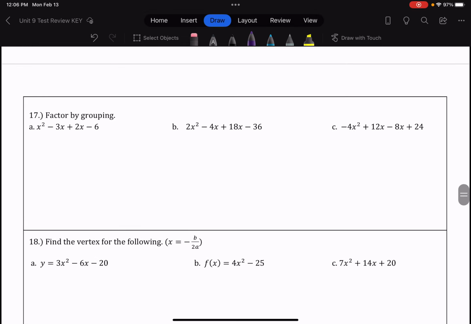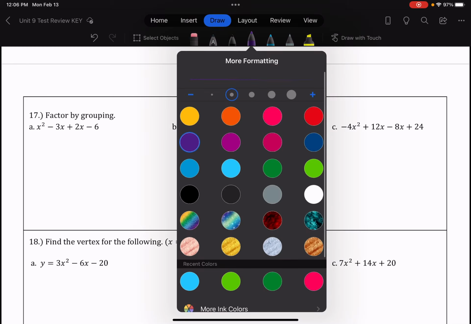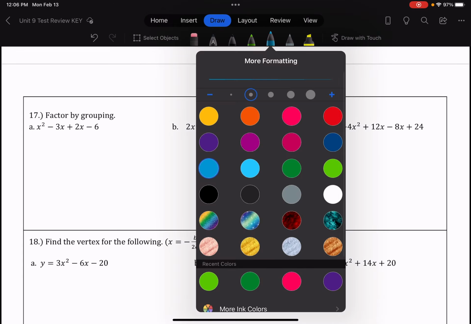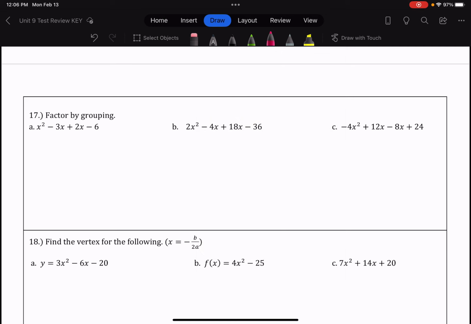All right, let's go to problem 17, and 17 is broken into just factor by grouping. So first things first, with factor by grouping, we've got to look for a greatest common factor. After we find the greatest common factor, we can then separate these into two groups and factor out the greatest common factor from each group. So I've got x squared minus 3x plus 2x minus 6 in problem A. For this expression, there is no GCF.